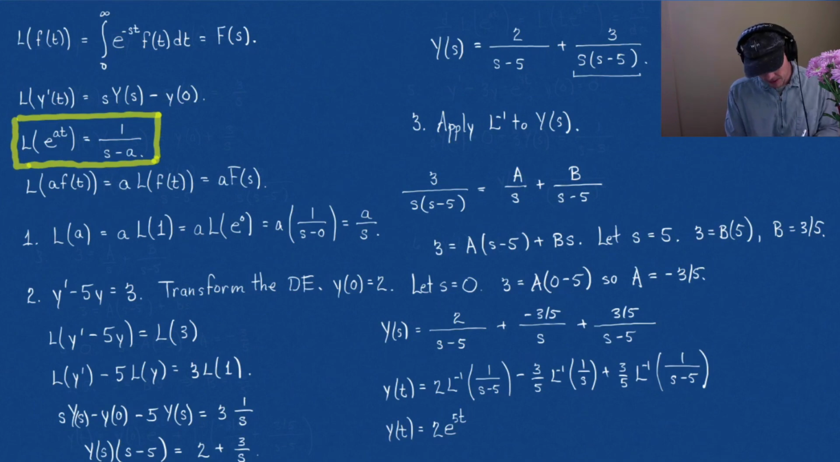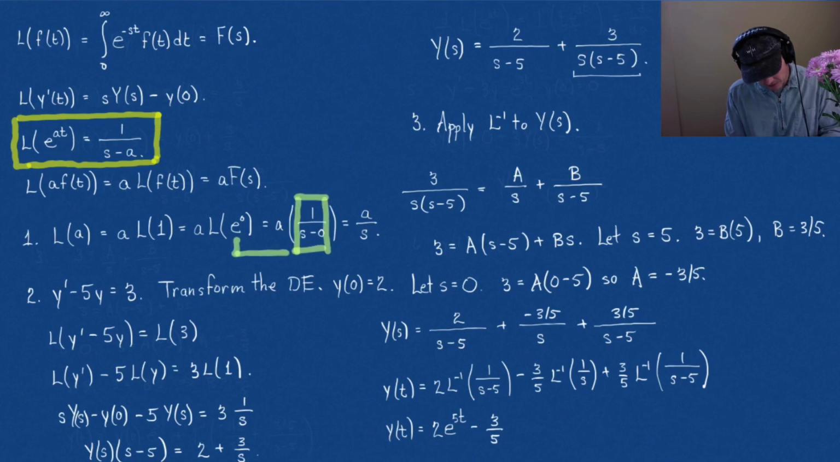Okay, so let's do that. What do I have? Minus, well, the inverse Laplace of 1 over s, that's just e to the 0, so that's just 1. And so then this just becomes minus 3/5. Let me go back to that really briefly. The inverse Laplace of 1 over s came from e to the 0. Well, e to the 0 is just 1.